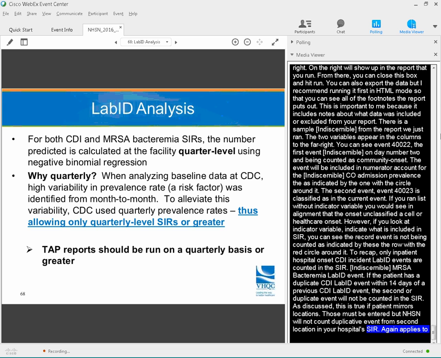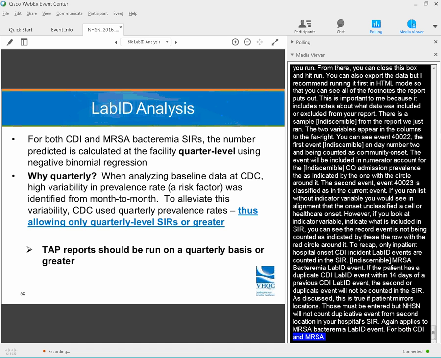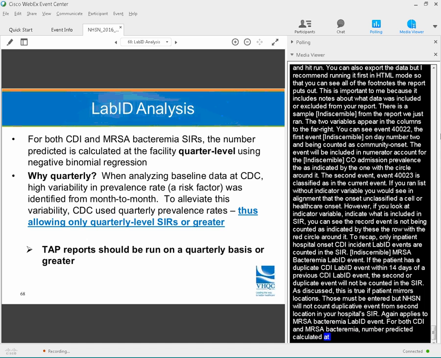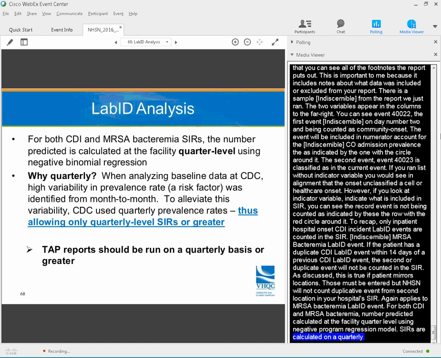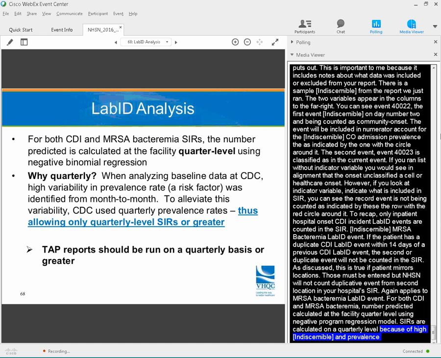So for both CDI and MRSA bacteremia SIRs, the number predicted is calculated at the facility quarter level using negative binomial regression models. SIRs are calculated on a quarterly level because of high variability and prevalence rates from month to month. Note that this means TAP reports should only be run on a quarterly basis or greater, which is annually, to generate SIRs.